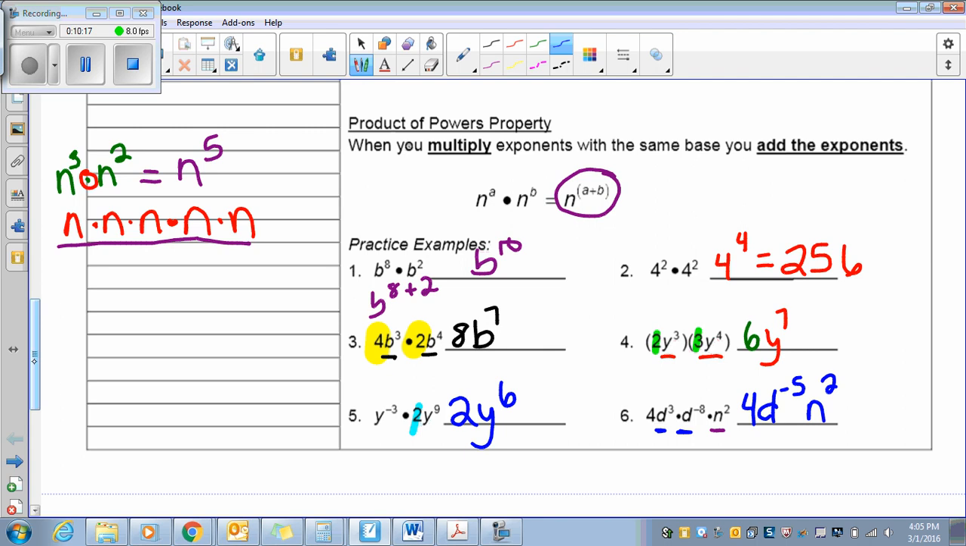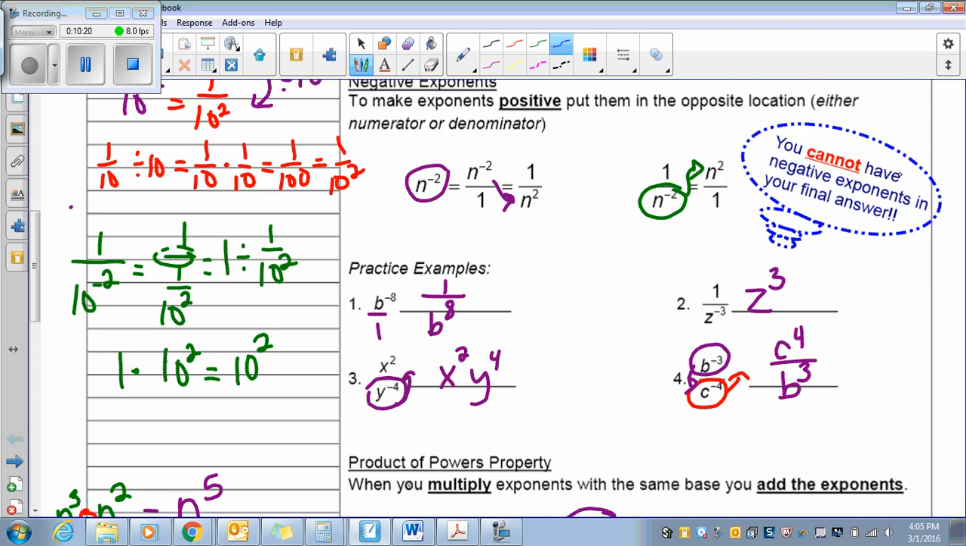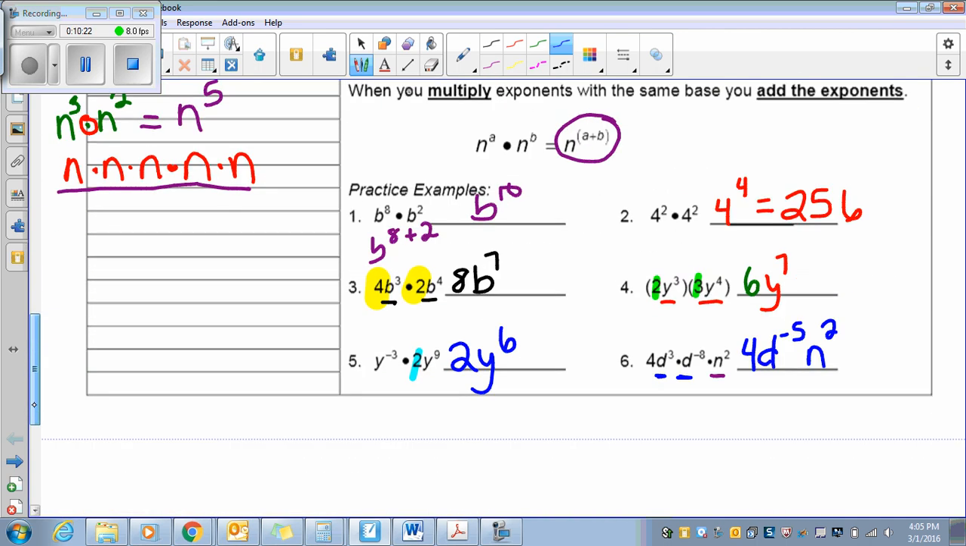Well, if we go back and remember that we cannot have negative exponents in our final answer, I know I need to rewrite this. So instead of having d to the negative fifth, I can put that in the denominator as d to the fifth. The 4 does not come with it because, again, this is a coefficient. It really has an exponent of 1 because 4 to the first is 4. So the 4 stays in the numerator because it has that positive exponent, and so does the n squared. So our final answer would be 4n squared over d to the fifth power.